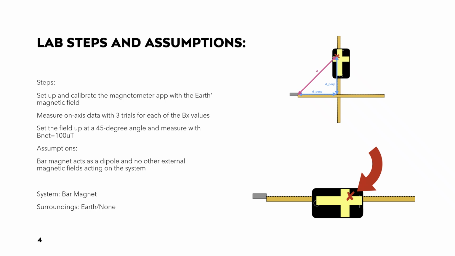As for the assumptions in the lab, the bar magnet is going to act as the only force in the system and it acts as a magnetic dipole. The system would be the bar magnet and the surroundings would be basically nothing because the Earth would be canceled out.